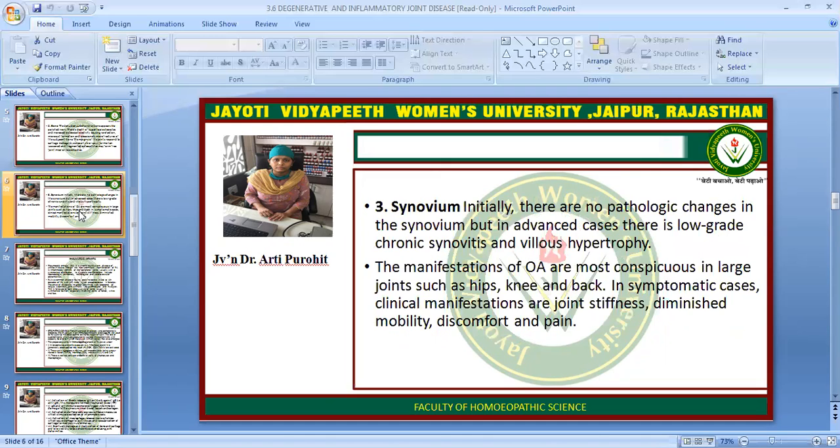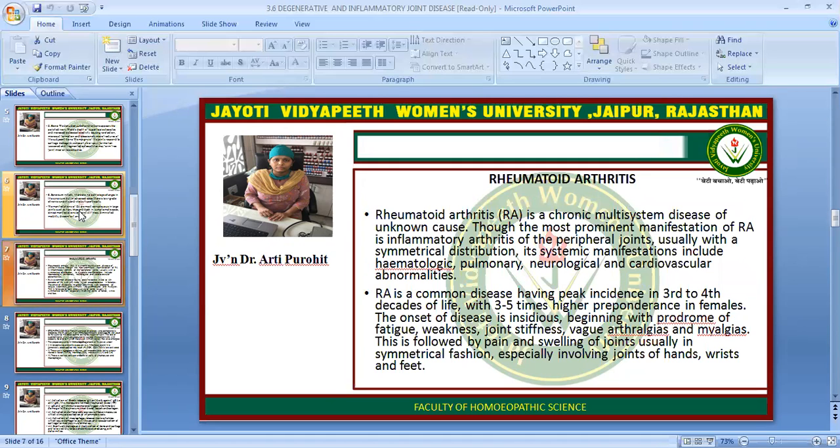In the synovium, initially there are no pathological changes, but in advanced cases there is low-grade chronic synovitis and villous hypertrophy. The manifestations of OA are most conspicuous in large joints such as the hip, knee, and back. In symptomatic cases, the clinical manifestations are joint stiffness, diminished mobility, discomfort, and pain.